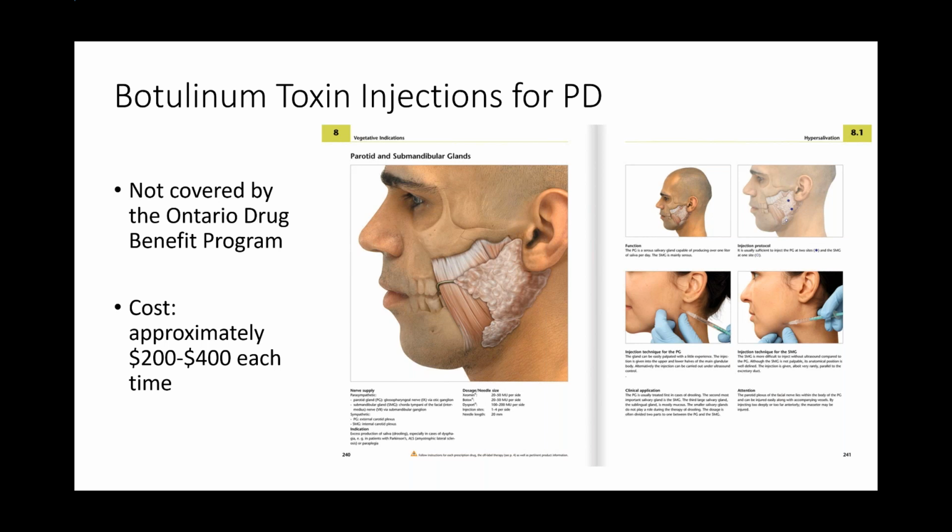So some people do pay out of pocket for this treatment, $200 to $400 each time, depending on how much they need. For most people, we inject 2 spots in the parotid gland, one kind of near the earlobe and the other near the angle of the jaw.